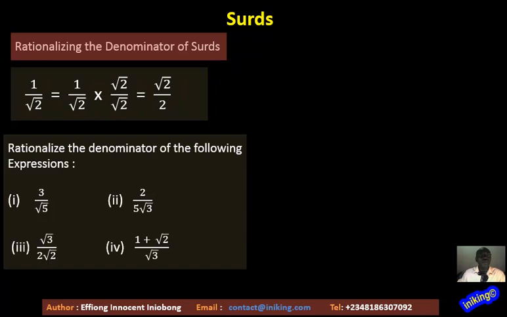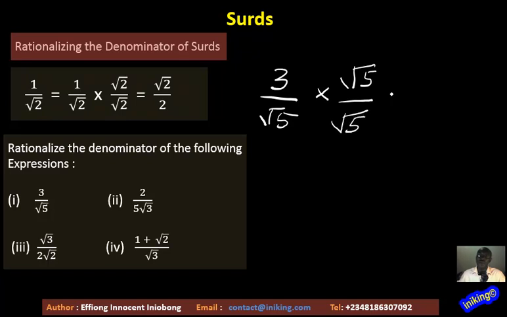I'll take the same procedure, 3 divided by root of 5. To rationalize the denominator, which is root 5, I'll multiply both the numerator and the denominator by root of 5. Now 3 times root 5, you will agree with me, is 3 root 5, divided by root 5 times root 5. As we agreed earlier, root a times root a gives us a, so this is just 5. We have rationalized the first one.